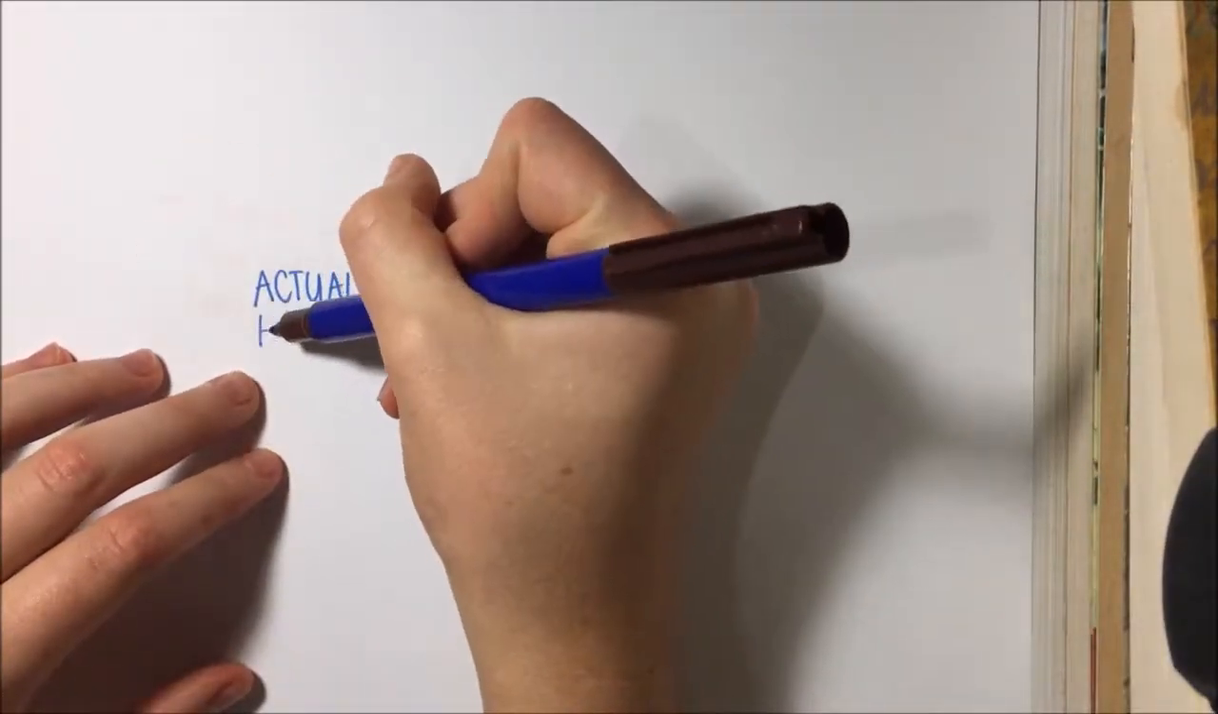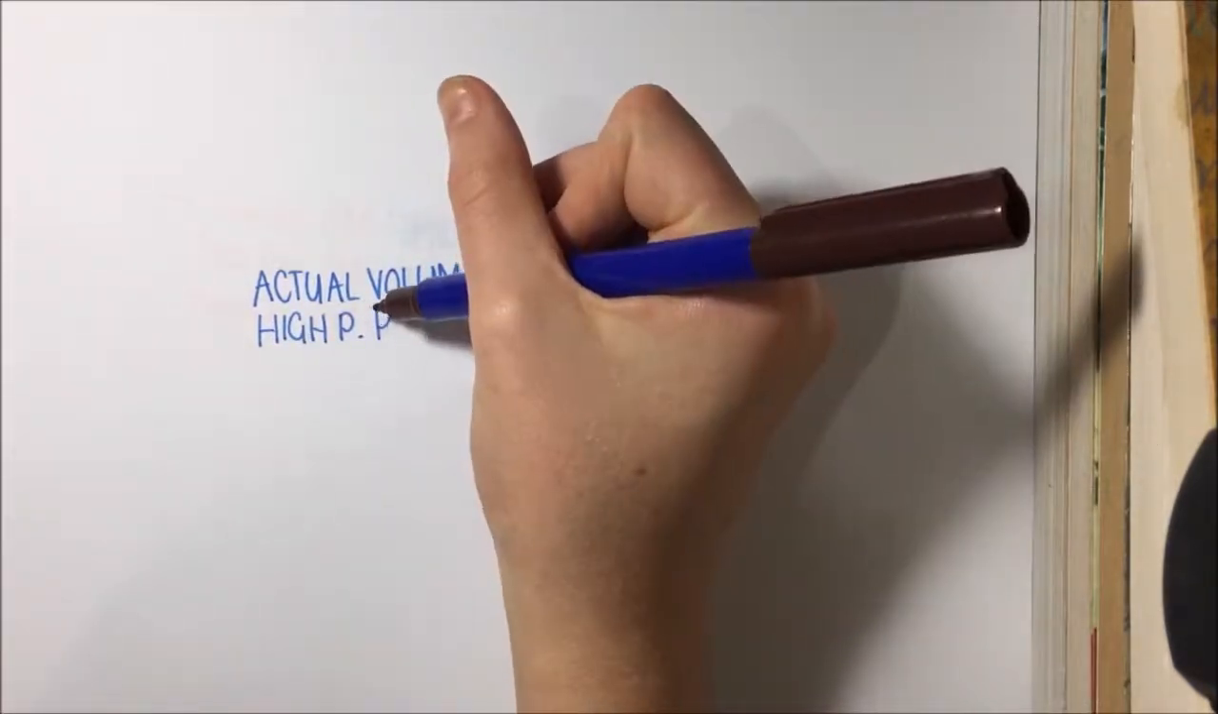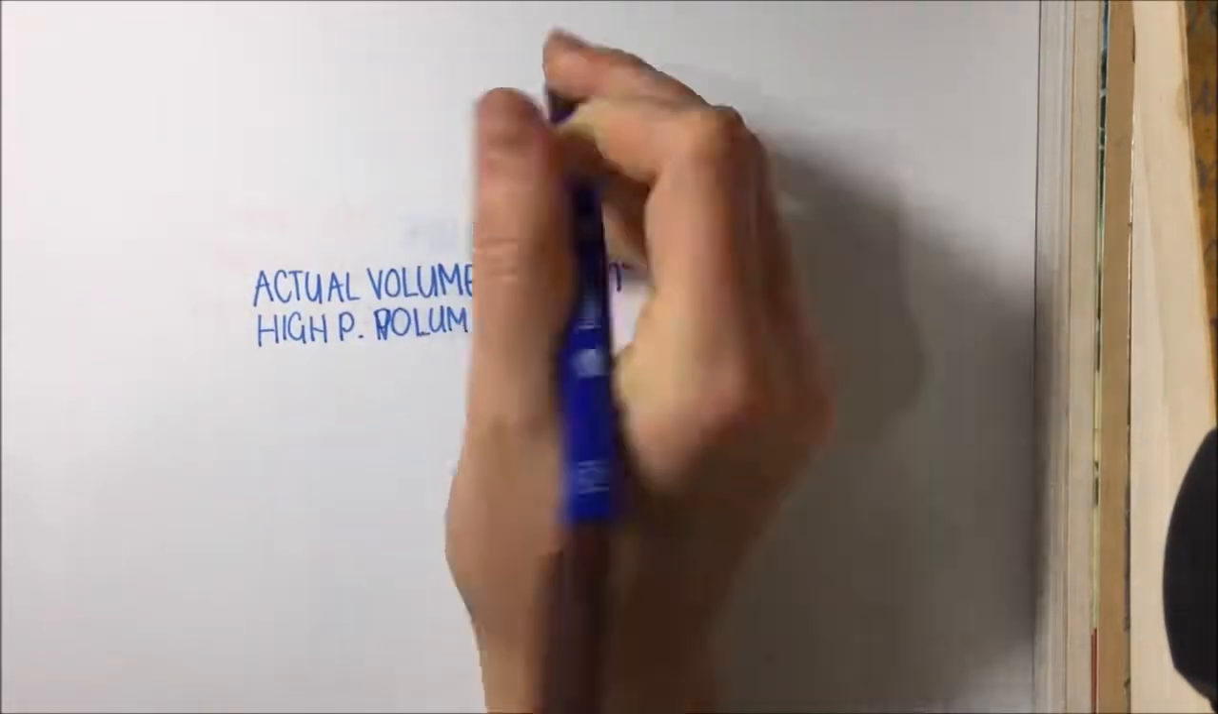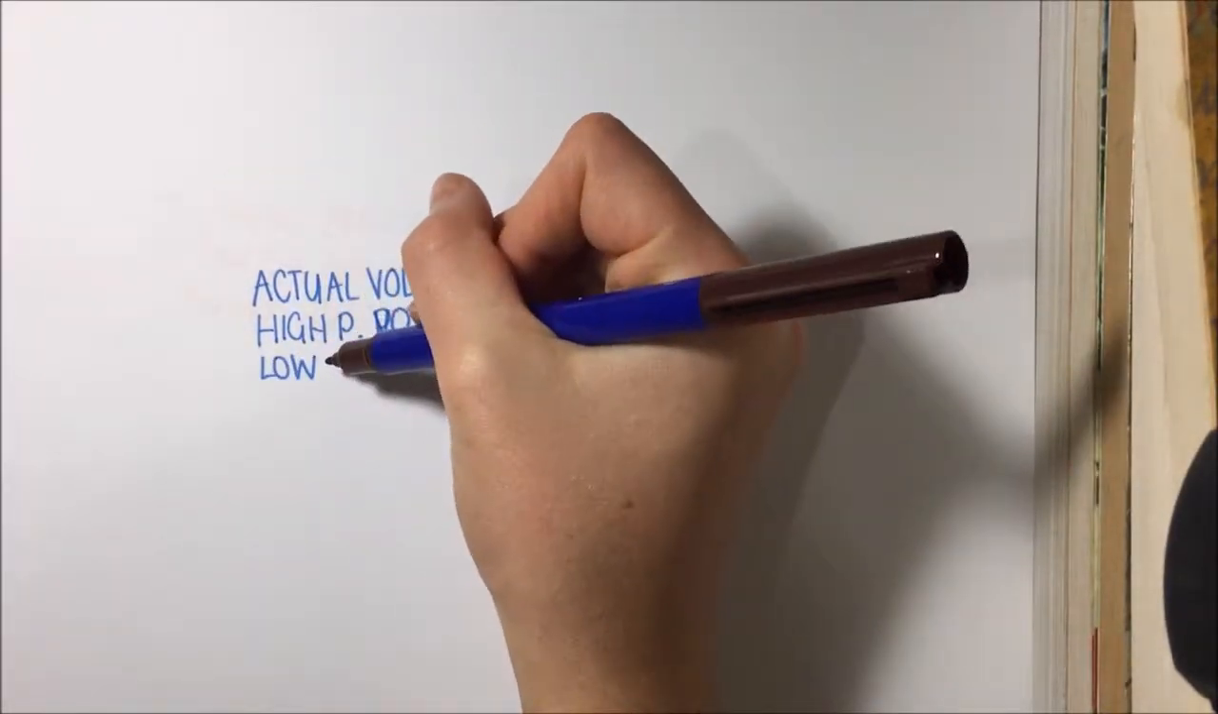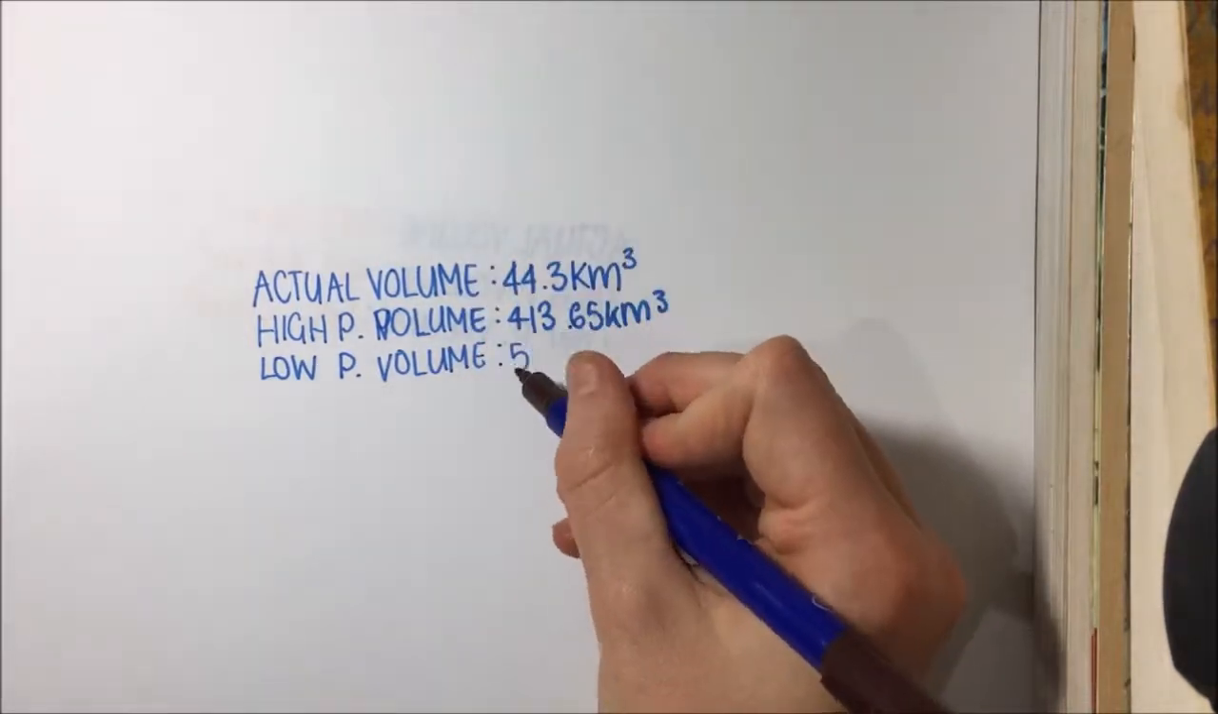As you may have noticed, there is quite a large discrepancy in regards to the calculated V2 volumes. In the low pressure systems, the volume increases to 516.21 kilometers cubed, whereas in the high pressure systems, the volume decreased to 413.65 kilometers.